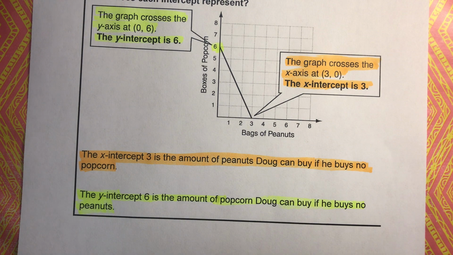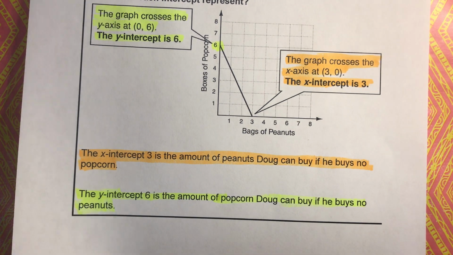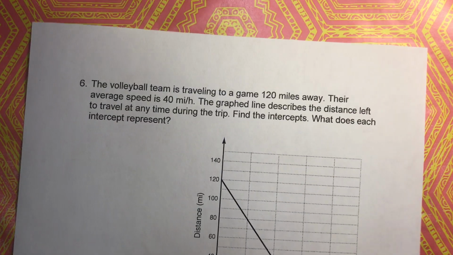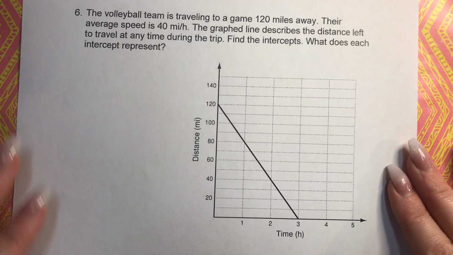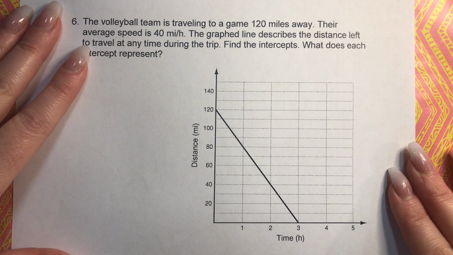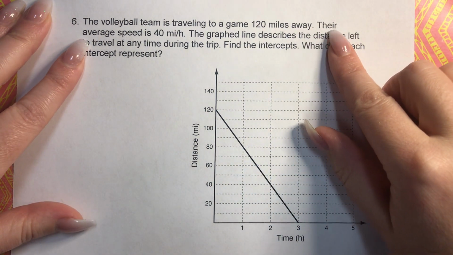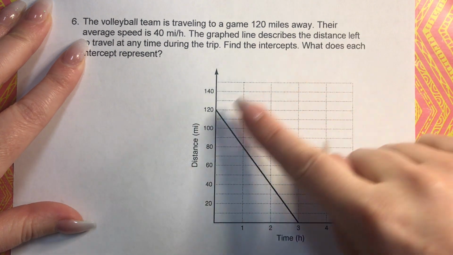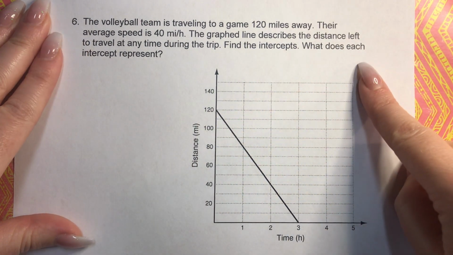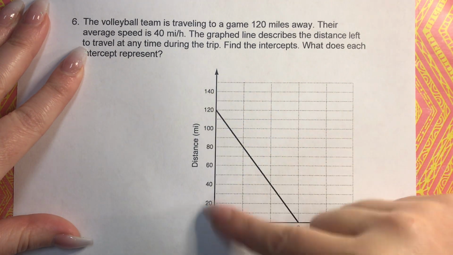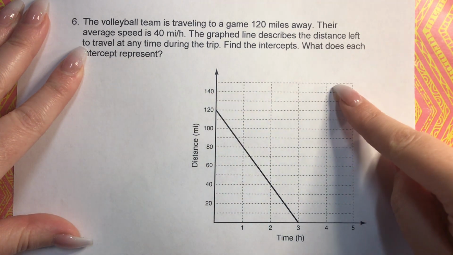Let's go ahead and look at another one so we can really look at this interpretation of the x and the y-intercept. So we have this problem. This problem is referring to a volleyball team traveling to a game 120 miles away. Their average speed is 40 miles an hour. The graph line here describes the distance left to travel at any point during the trip. Okay, so the distance left to travel.